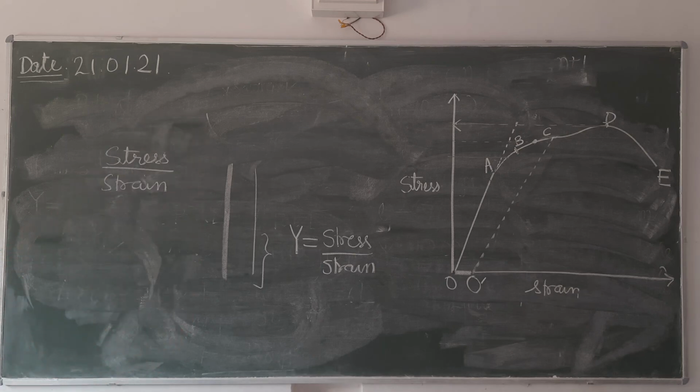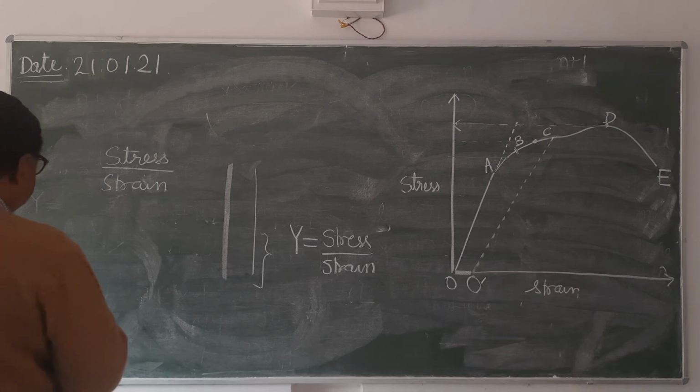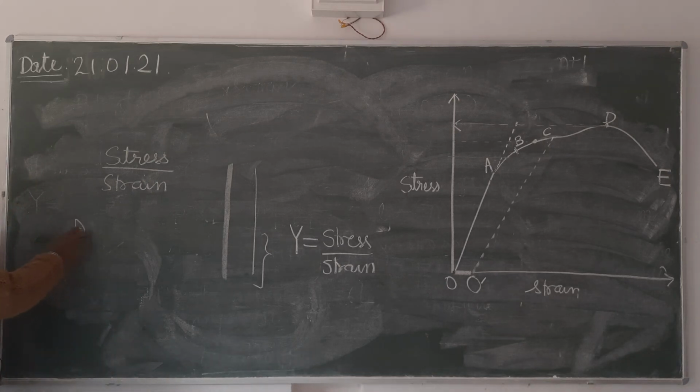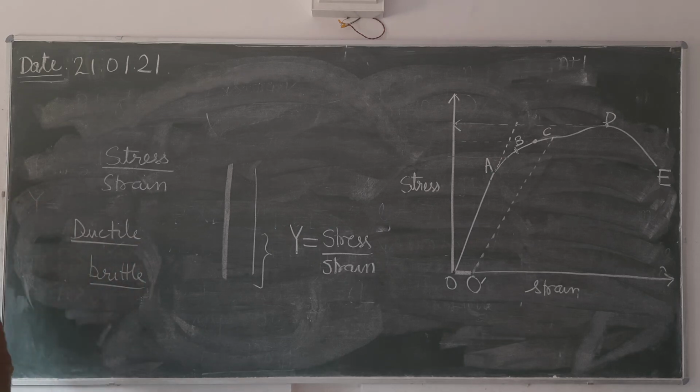Now one more thing. There are two types of materials. One is the ductile material and the other is the brittle. What is ductile and what is brittle? Ductile का मीनिंग क्या है? That can be drawn into thin wires, that can be beaten into thin sheets. बताओ इसकी इलास्टिसिटी अधिक होगी कि इसकी? Ductile material will have more elasticity and brittle material will have less elasticity.